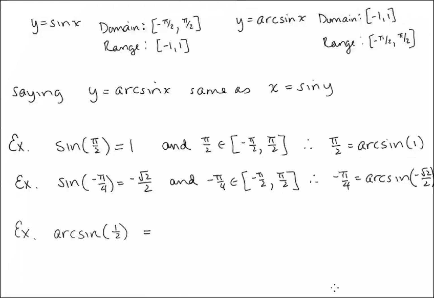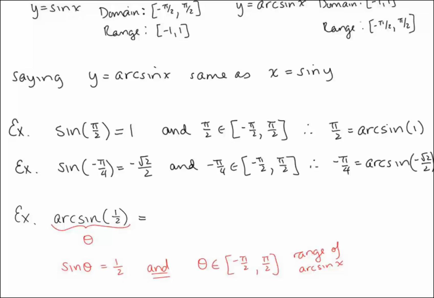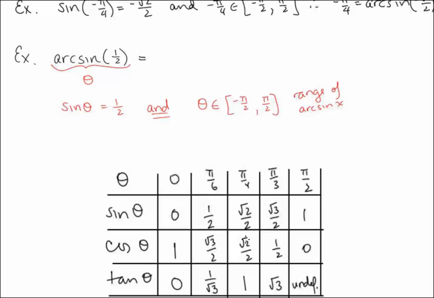Let's evaluate arc sine of 1/2. Now we know that what comes out of the arc sine function is an angle. So let's call that theta. And what do we know about theta? We know that sine of theta must equal 1/2, and theta must be in the interval negative pi over 2 to pi over 2, because that is the range of the arc sine function. So we think about our sine values, and we realize that sine of pi over 6 is equal to 1/2, and pi over 6 is in this interval. So arc sine of 1/2 is equal to pi over 6.